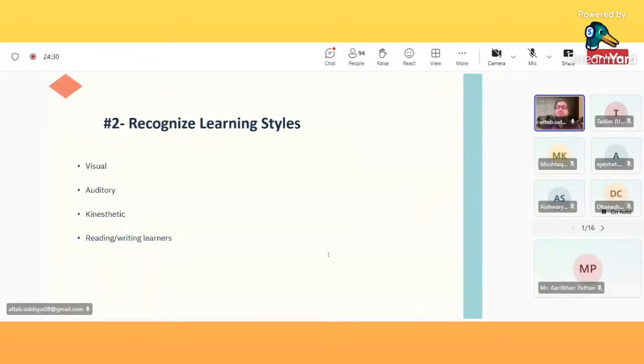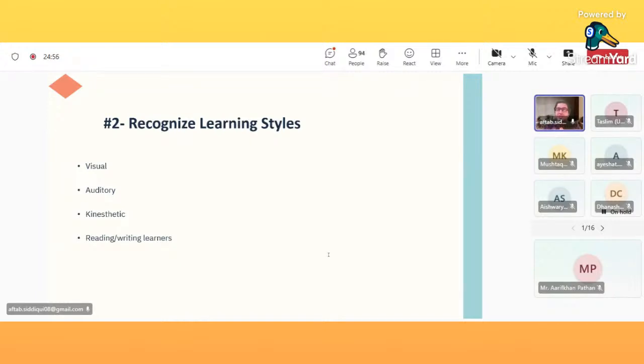Similarly, there is a category of students who are auditory learners. Okay, what does it mean? They retain information through lectures, discussions, and storytelling. So you can use some concepts, some stories, some real life examples, which keep these auditory learners connected.